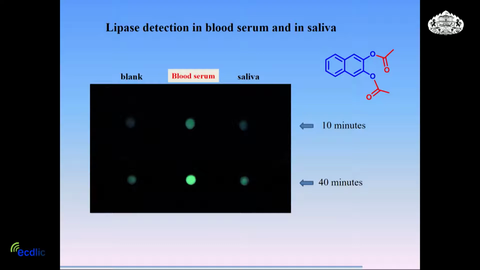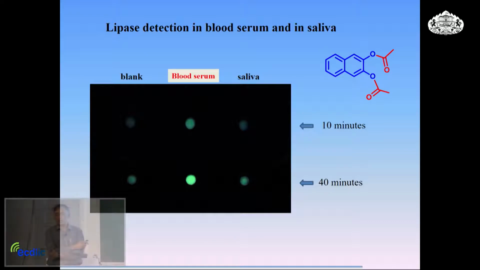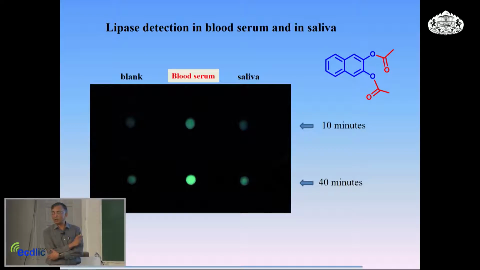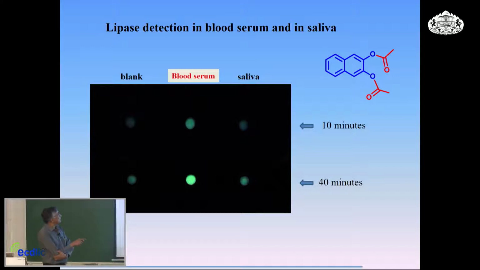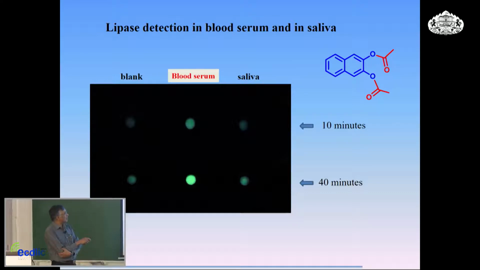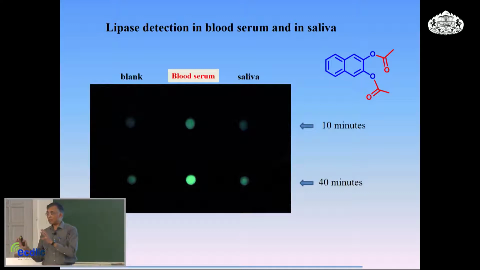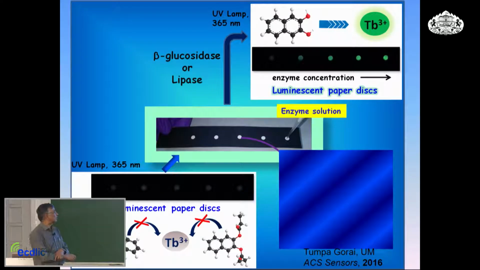And here is a real example of using a biological fluid. For example, this is a different enzyme collectively known as lipases or esterases. We showed, for example, in the presence of, this is a blank, and in the presence of blood serum which has a lot of lipases and esterases, you can see this disc starts to glow. Saliva has much less amount of these enzymes, and in 10 minutes or in 40 minutes the intensity becomes much lesser. So you can also to some extent qualitatively say what is more, what is less by this process.